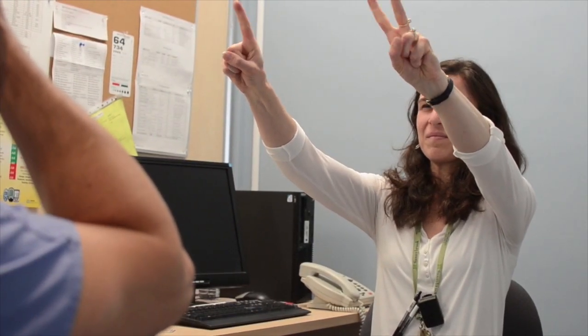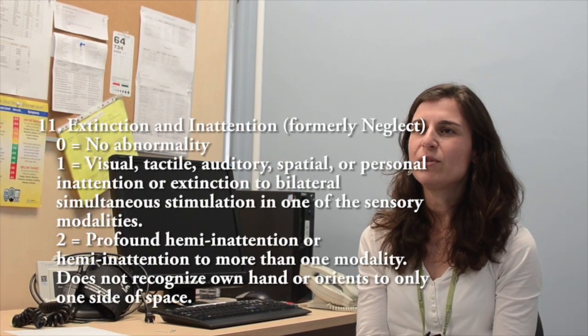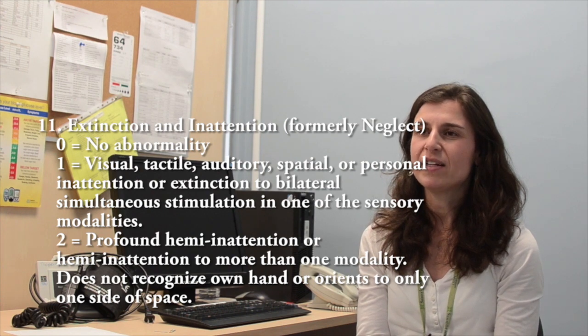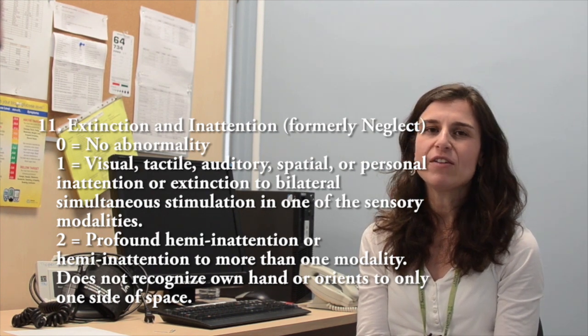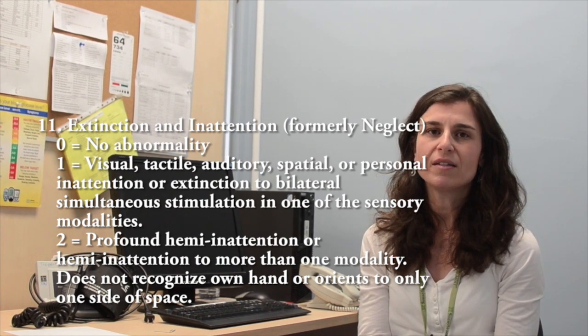2, 1, 1, 2, 2, 1, 2, 2, 2. David has left visual extinction. When a double simultaneous stimulus is provided, he ignores the left side, even though he has preserved peripheral vision on the left side in both eyes.